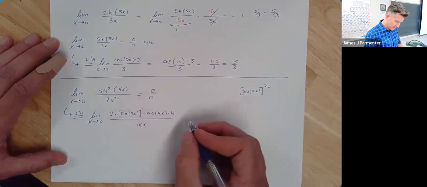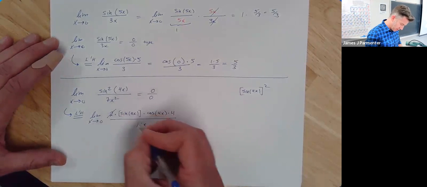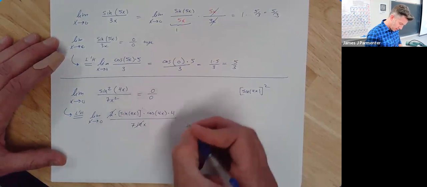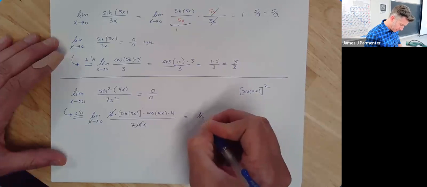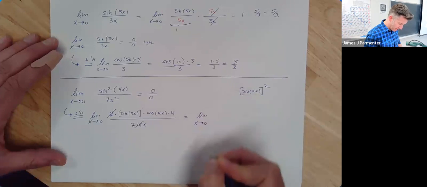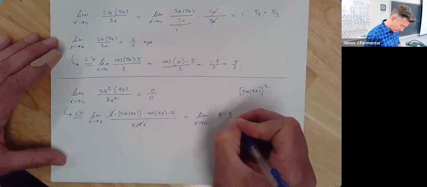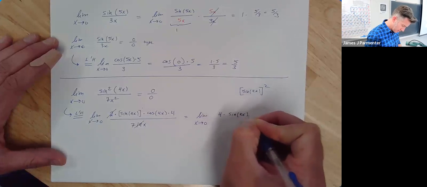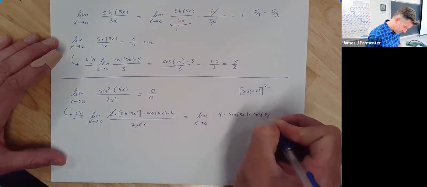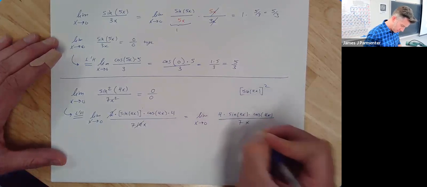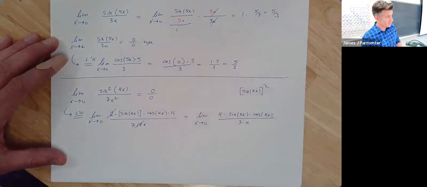I would simplify maybe a tiny bit and cancel a 2 here and a 2 here. And so I'm left with the limit, I'm writing the limit every step, of 4 times sine of 4x times cosine of 4x all over 7x. And if I plug in 0, what do I get on top?